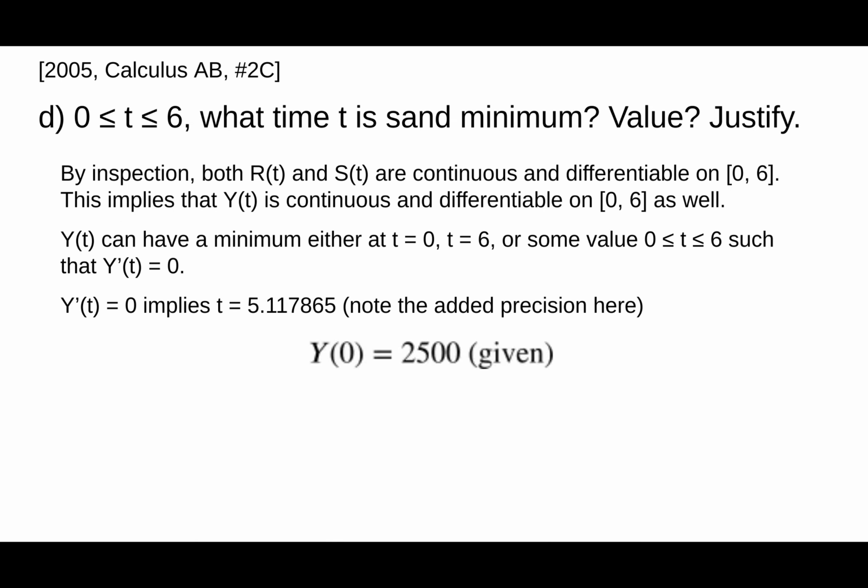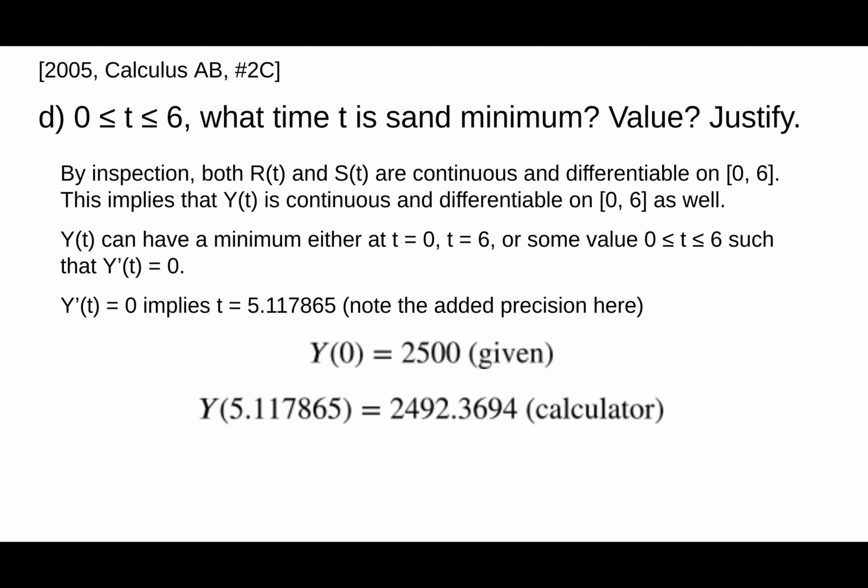Well, we can determine y of 0. That's given. y of 0 is 2,500. That's given in the question stem. We can use the value of t that we just found to determine what the minimum value would be when y prime of t is equal to 0, or at least what the value of that function is. It's 2,492.3694. Got that from our calculator.